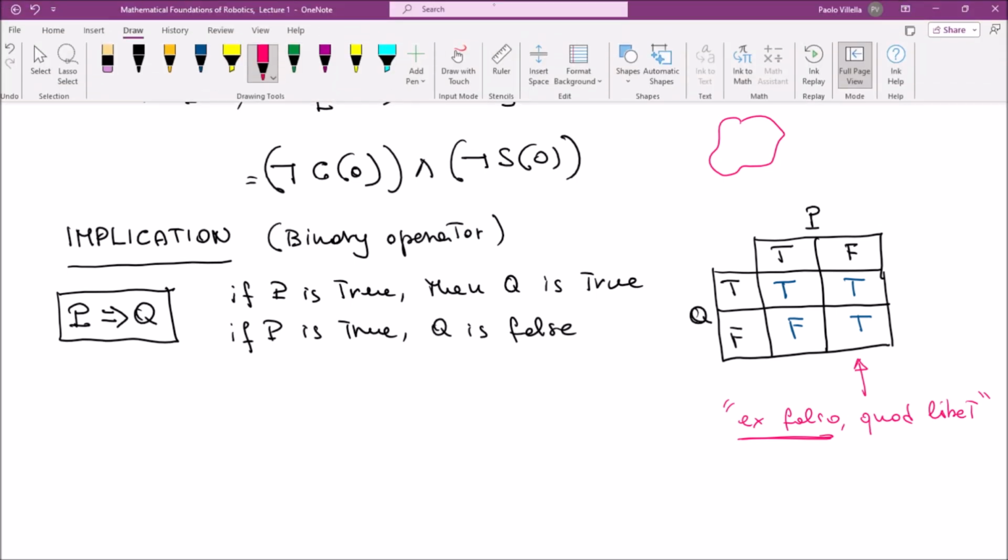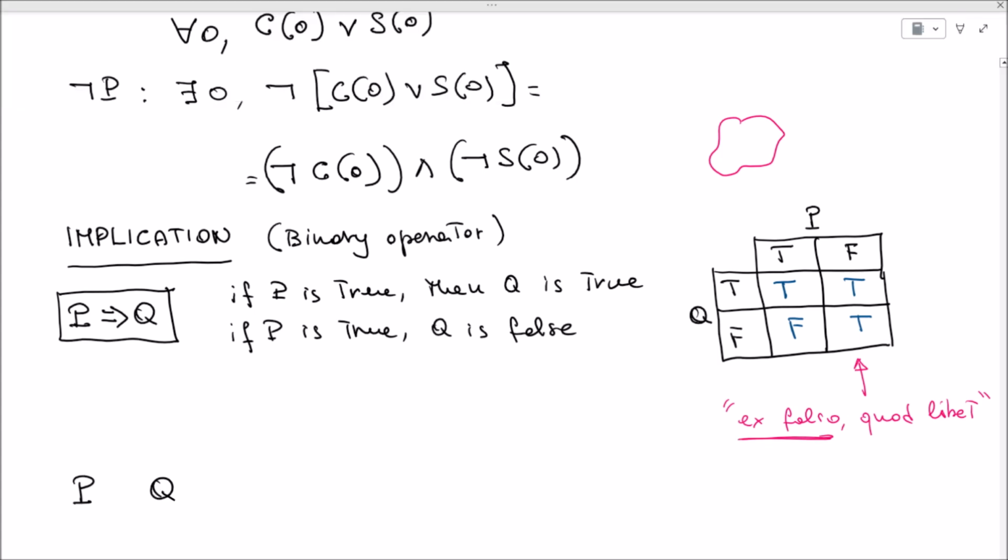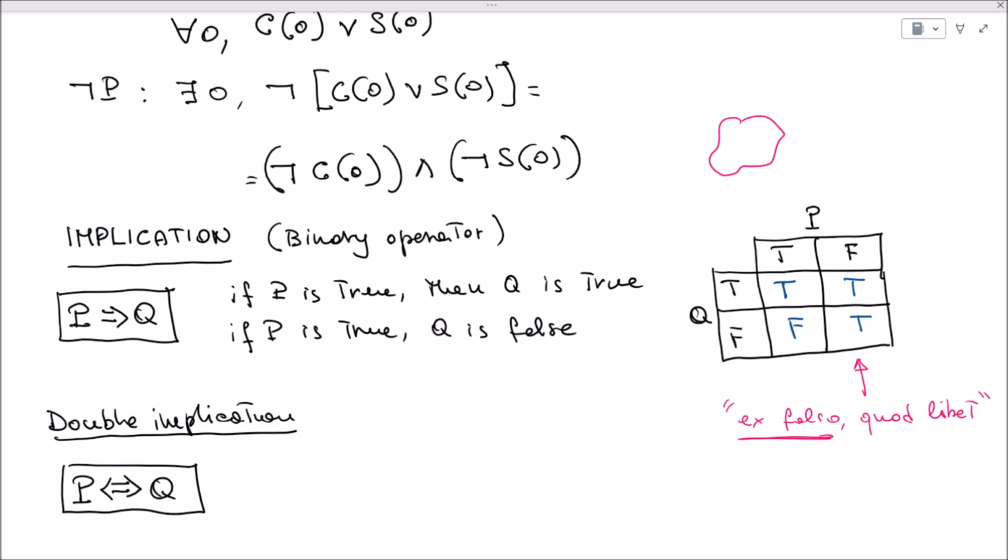There is another implication, which is with the double arrow, starting from P and Q. It is represented in this way, and it is so-called the double implication. And this double implication is true if and only if both propositions have the same truth value. Let's use a truth table to represent all possible combinations, as always.